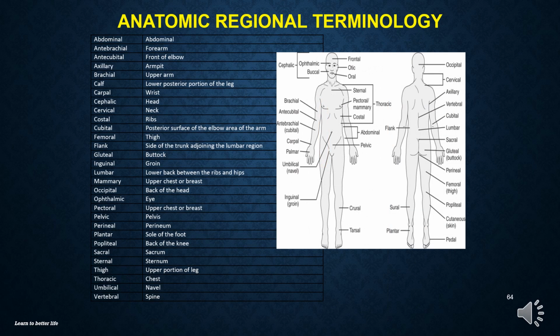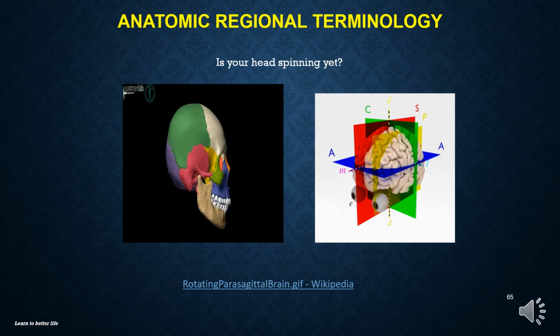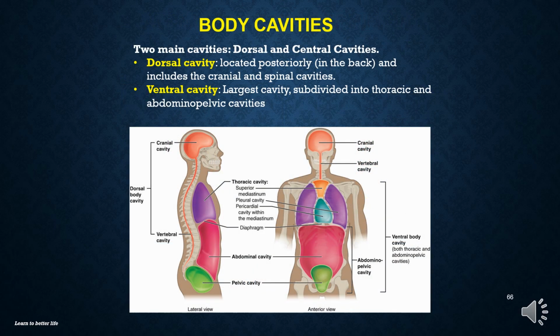We are done with the anatomic regional terminology. Too much? Is your head spinning yet? Now we have to learn the body cavities. Two main cavities, dorsal and ventral cavities. Dorsal cavity, located posteriorly, in the back, and includes the cranial and spinal cavities. Ventral cavity, largest cavity, subdivided into thoracic and abdominopelvic cavities.